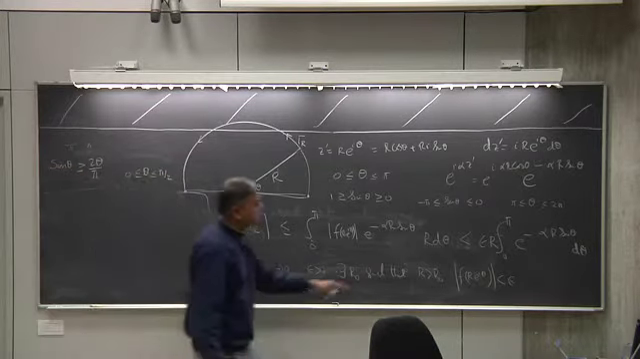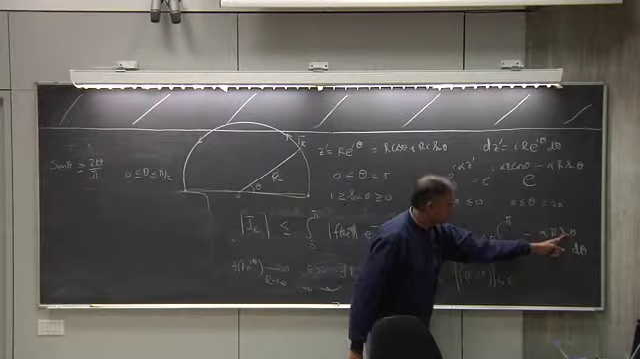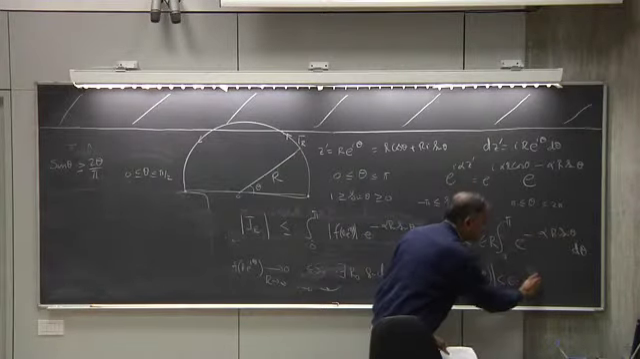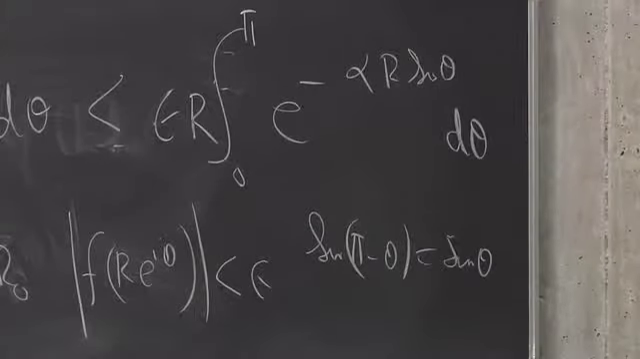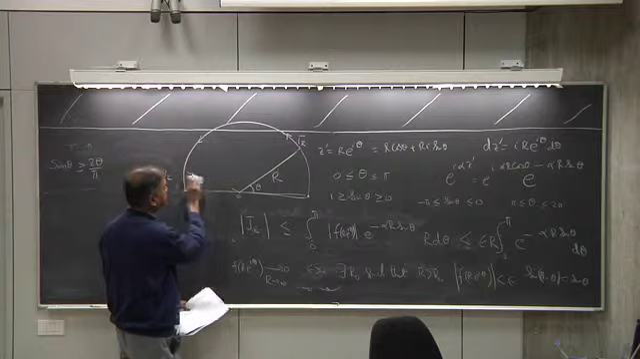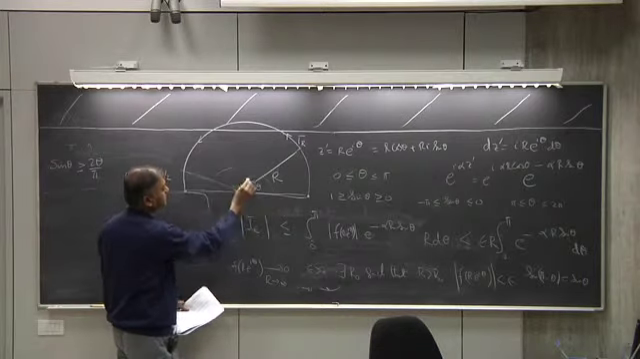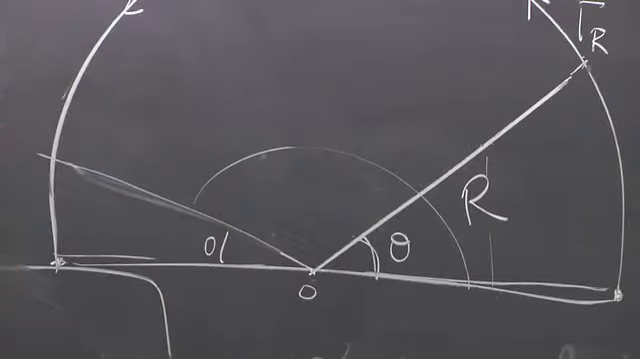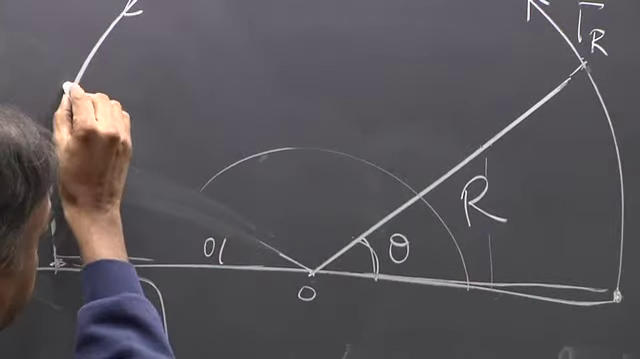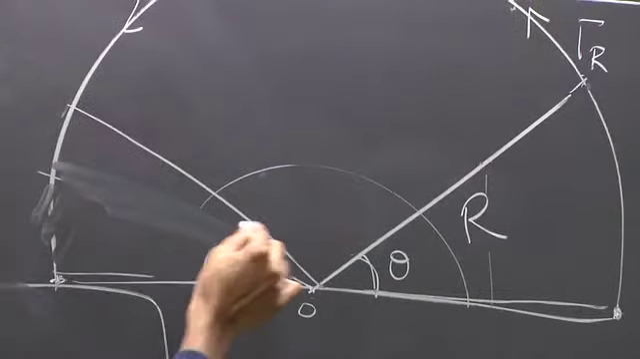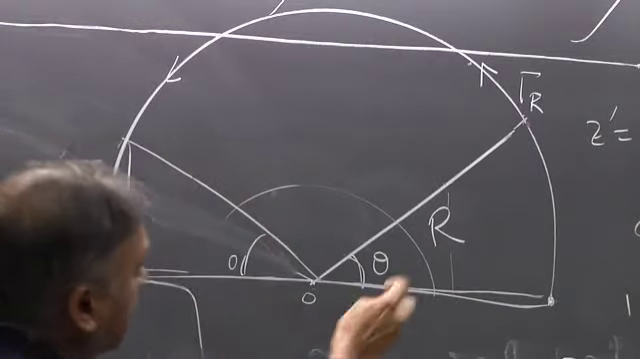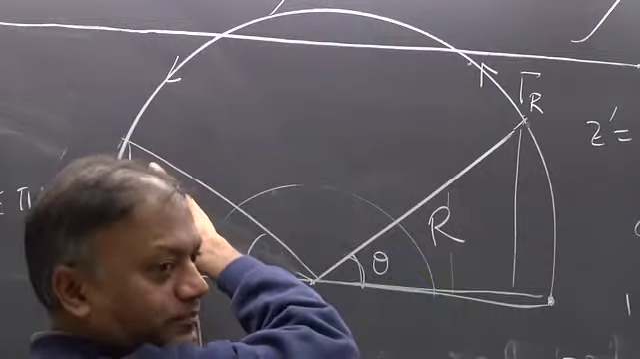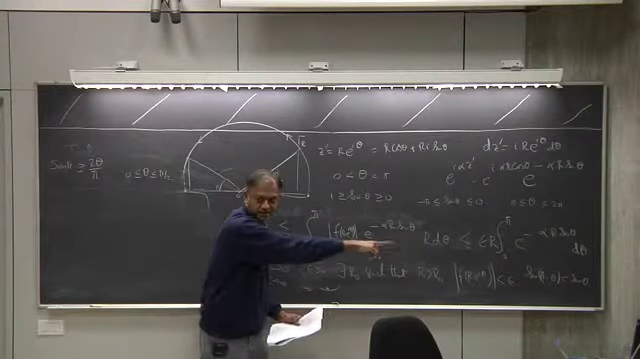I should mention that sin theta has a symmetry. Sine of pi minus theta is equal to sine of theta. You remember this trigonometric formula? If this is pi minus theta and this is theta, then if you compute the sine of pi minus theta, you just draw the perpendicular. This divided by that is the same here, since this perpendicular is equal to that perpendicular. So sine of pi minus theta is equal to sine of theta.